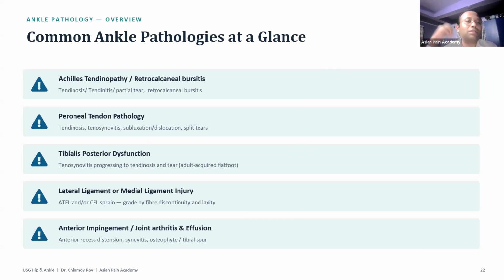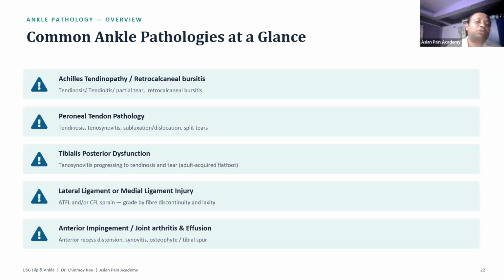Now, common ankle pathologies at a glance. In the ankle area there are only a few tendons and muscles. Mainly, if we think about the posterior compartment, Achilles tendinopathy and retrocalcaneal bursitis are very common entities in the ankle. Then come the tendons around the ankle, most of which can get affected in inflammatory arthritis. In those who have rheumatoid arthritis or gout, these tendons can be inflamed, like peroneal tendon pathology, peroneal tendinitis.